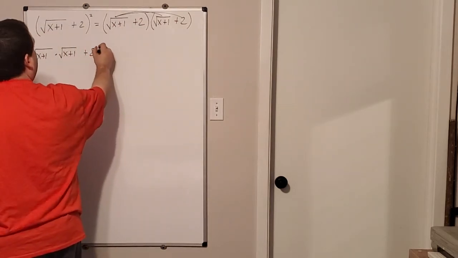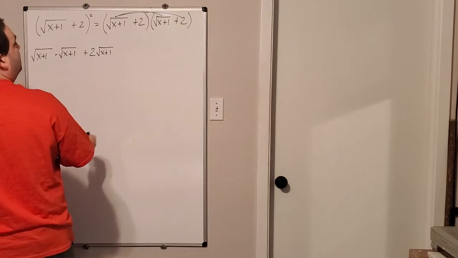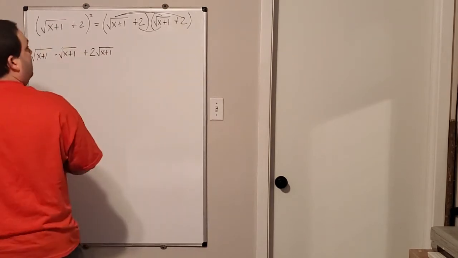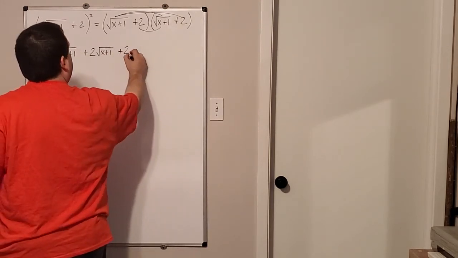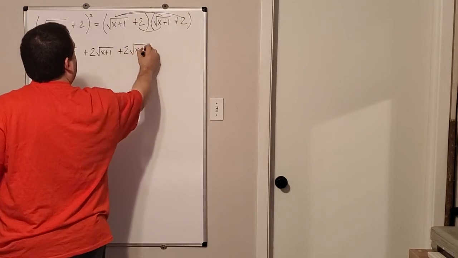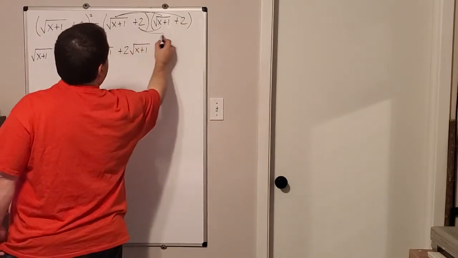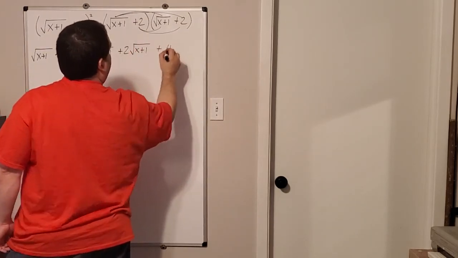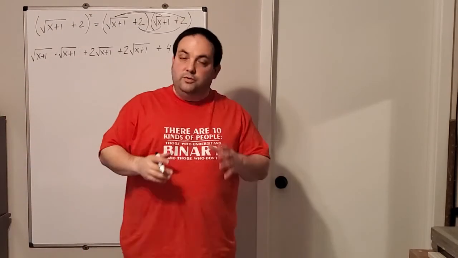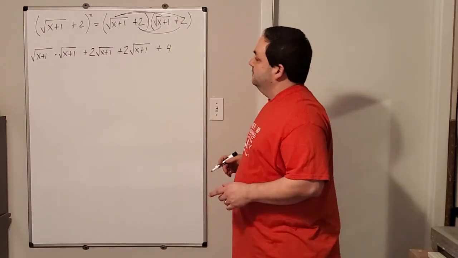So 2 square root of x plus 1. I've got 2 times the square root of x plus 1. So 2 square root of x plus 1. And then I've got 2 times 2. Right? Hopefully that's still 4. I didn't go to the meeting, but 2 times 2 is still 4, I'm sure of it.